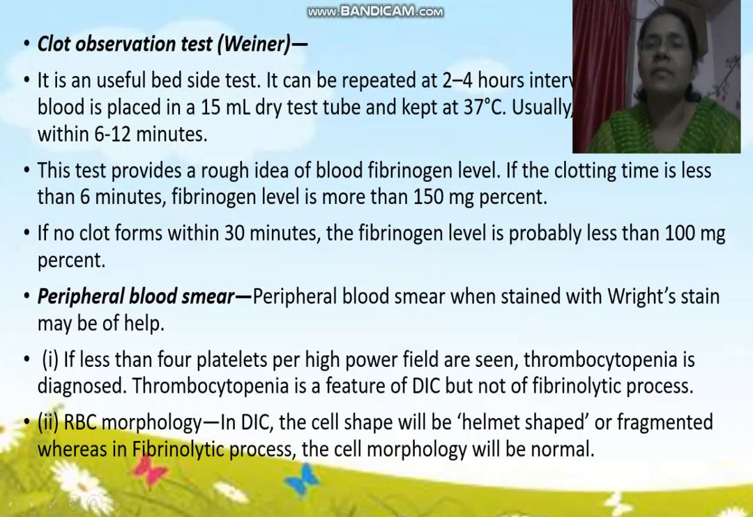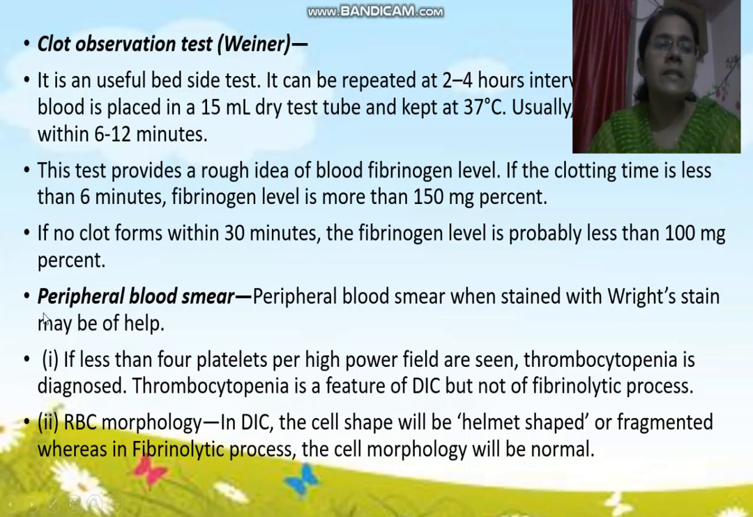How is it done? 5 ml of venous blood is placed in a 15 ml dry test tube and kept at 37 degrees. Usually blood clots form within 6 to 12 minutes. The test provides a rough idea of the blood fibrinogen level. If the clotting time is less than 6 minutes, the fibrinogen level is more than 150 mg%. If no clot forms within 30 minutes, the fibrinogen level is probably less than 100 mg%.